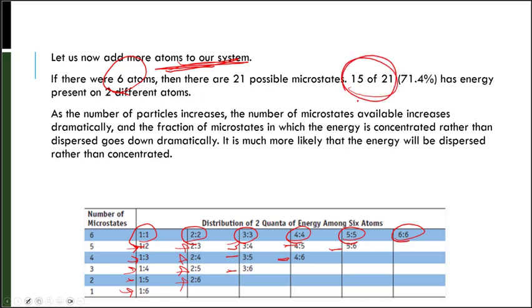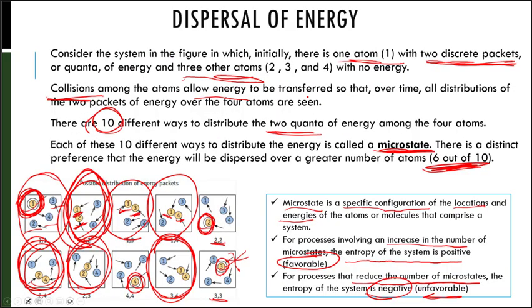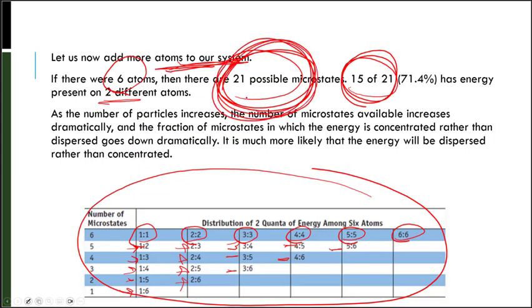Notice that 15 of the 21 options are when the energy is on 2 different atoms. And here I have 21 possible microstates. All I did was add 2 more atoms, and I went from having 10 microstates to 21 microstates simply by adding 2 more atoms. So as the number of particles increase, the number of microstates available increases dramatically, and the fraction of microstates in which the energy is concentrated rather than dispersed goes down dramatically. It's much more likely that the energy will be dispersed rather than concentrated.